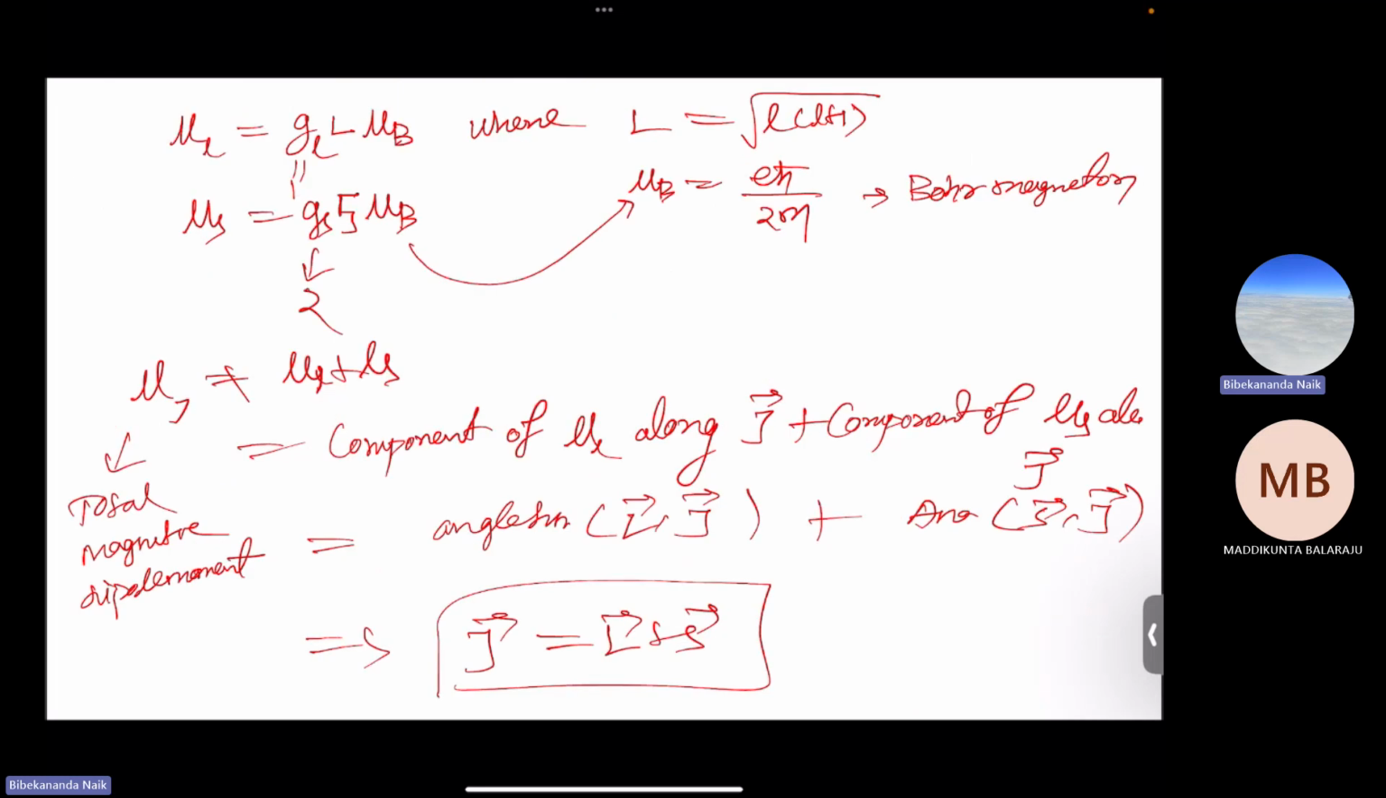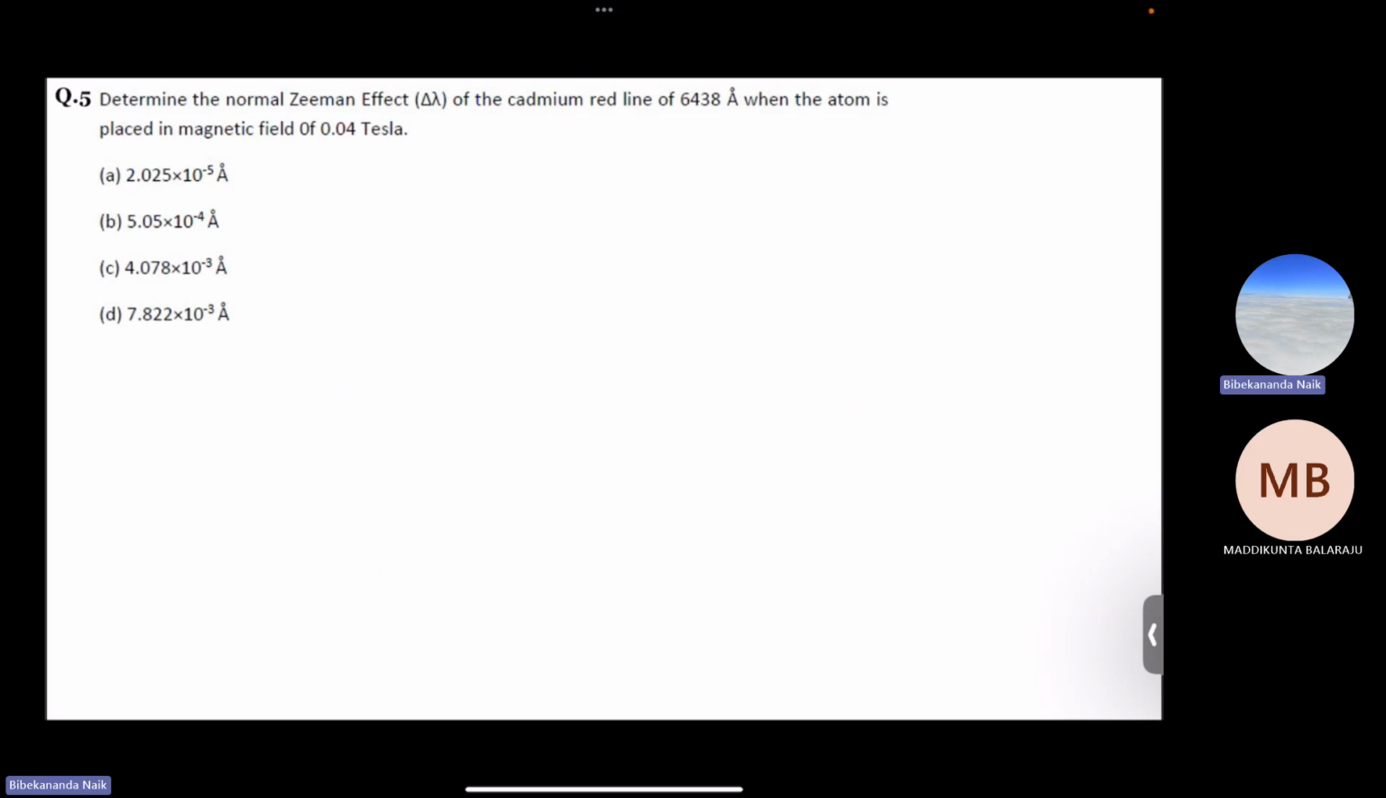Question number 5. The question says, determine the normal Zeeman effect of the cadmium red line of 6438 angstrom when the atom is placed in a magnetic field of 0.04 Tesla. The options are: Option A, 2.025 into 10 to the power minus 5 angstrom. Option B is 5.05 into 10 to the power minus 4 angstrom. Option C is 4.078 into 10 to the power minus 3 angstrom. Option D is 7.822 into 10 to the power minus 3 angstrom.